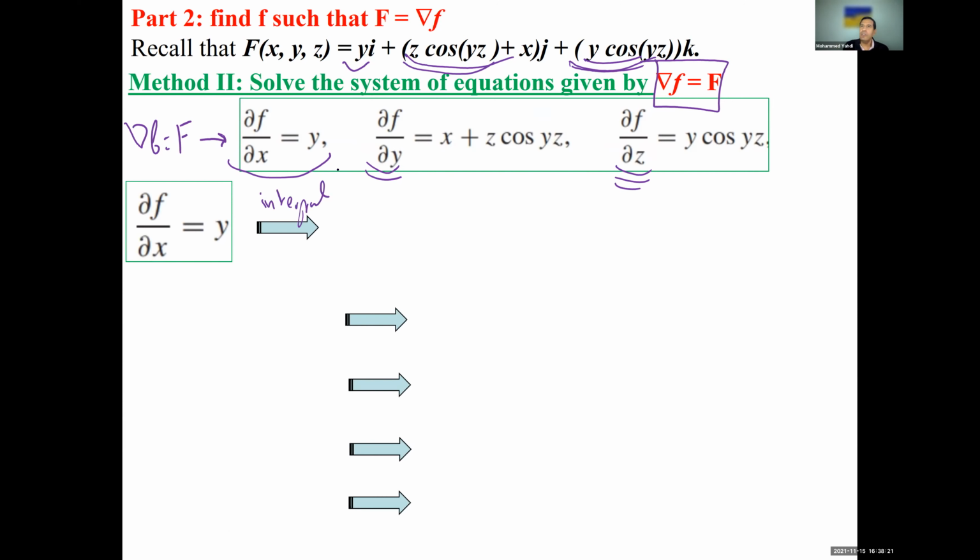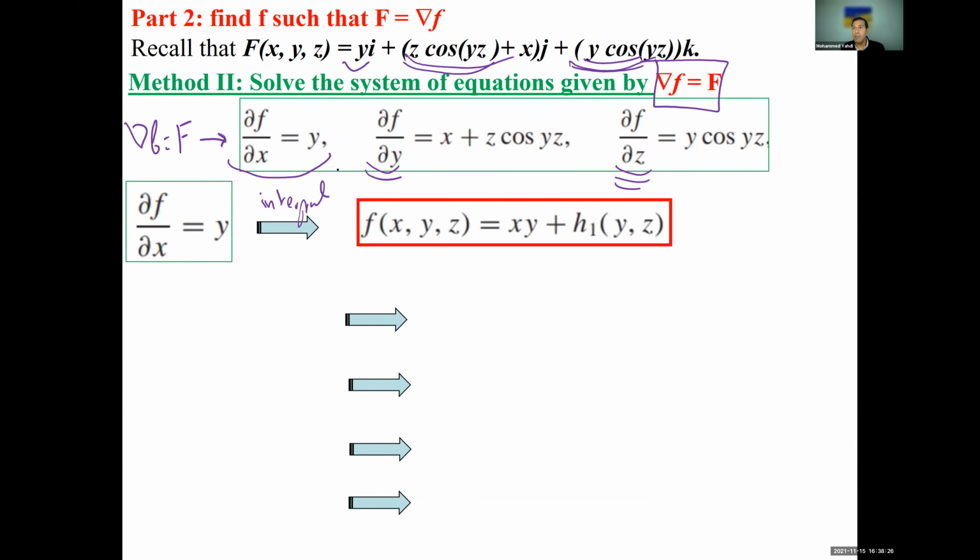I'm not going to write the integral, just the antiderivative. So f, remember f is a function of x, y, and z. It's going to be xy, since y is a constant. And the most important part, plus some constant.